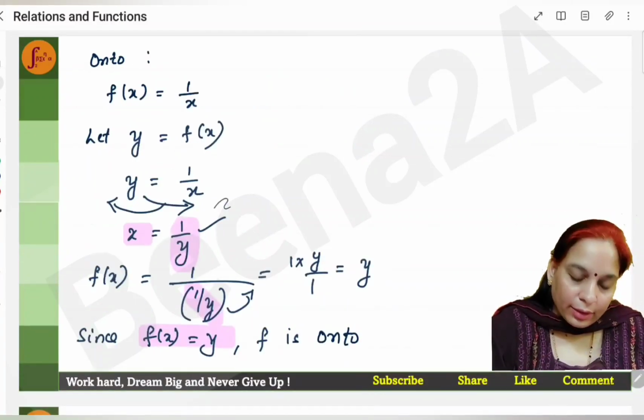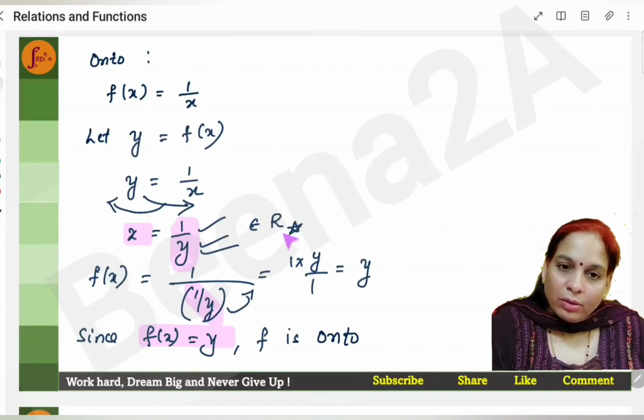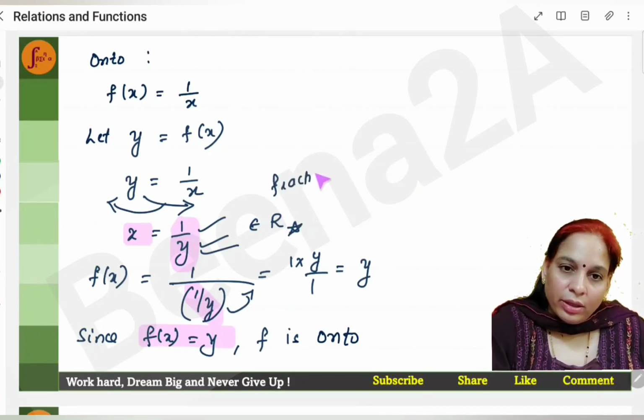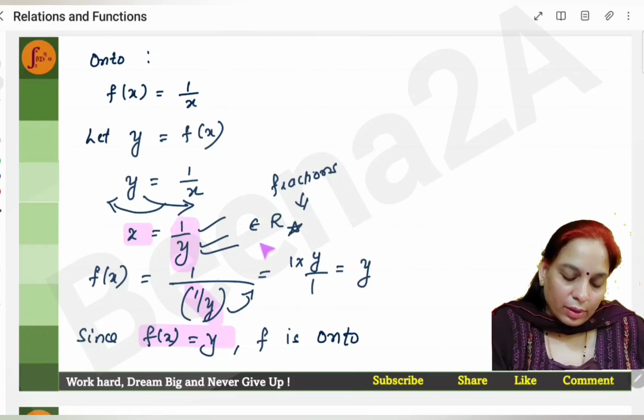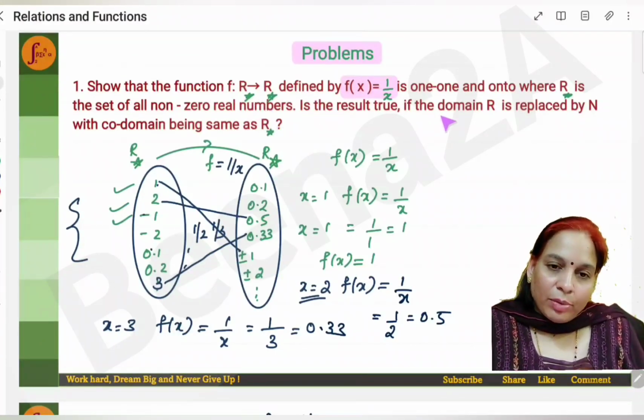You should also check if whatever result you get here, 1 by y, belongs to the set. The set given here is real numbers. Does 1 by y belong to real numbers? Yes, because you have fractions in real numbers. Therefore, this belongs to R. So now we have solved the first part of the question. Let's look at the second part of the question.